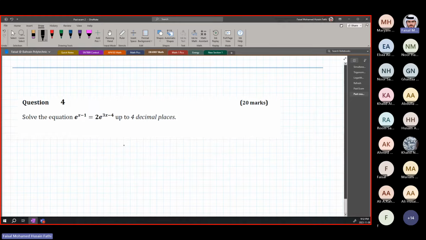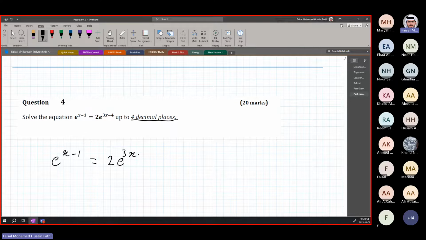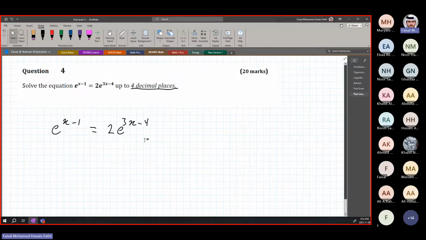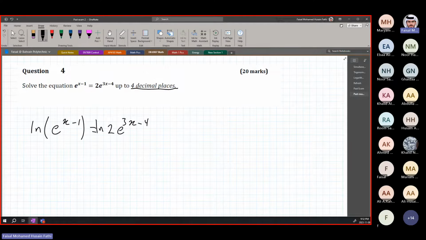Your favorite, e. Very straightforward, super duper easy. First it says solve the equation, but make sure it's up to 4 decimal places. Write the equation: e^(x minus 1) is equal to 2e^(3x minus 4). First step when you see e and you don't have any other constants, you just do the ln. If you have e on both sides, you just do ln directly. So ln of this and ln of this. Why? Because ln cancels the e.